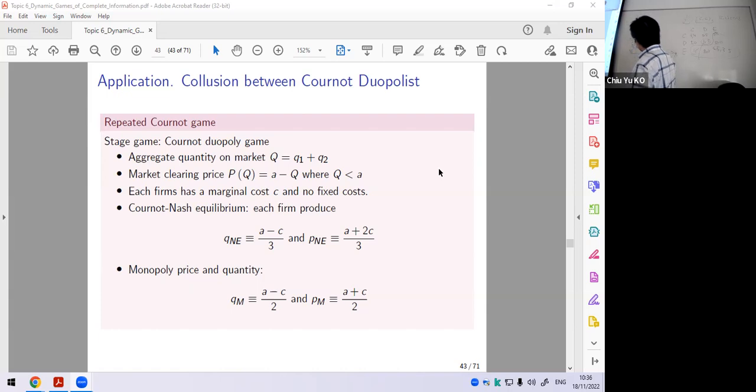But you can see here is not a Nash equilibrium, because if player 1 chooses A minus C over 2, player 2 wants to produce this much. If player 1 is going to choose this one, player 2 is going to choose this. If player 2 chooses this one, player 1 will choose here. So this is not the best response of anyone. Anyone choosing this, the other guy wants to enlarge production.